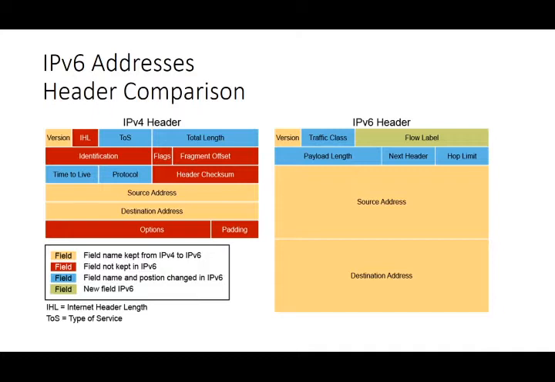In IP version 6, the responsibility for fragmentation lies with the host. The host can do a path MTU discovery prior to sending a packet and figure out what size to send those packets, rather than waiting for the network to fragment them. So that's why we don't have the fragment offset, flags and identification fields present in the IP version 6 header.